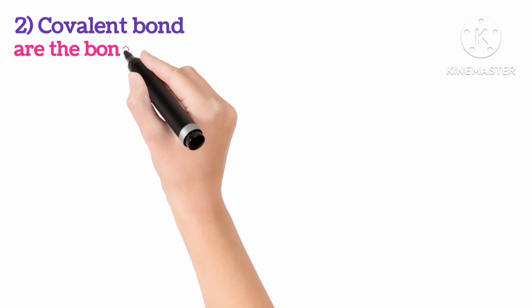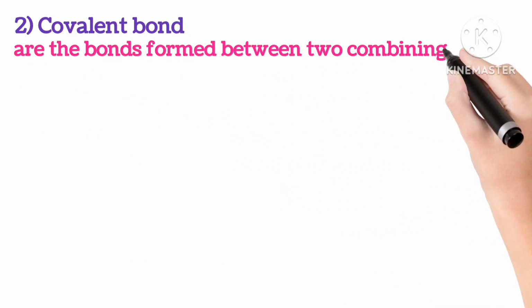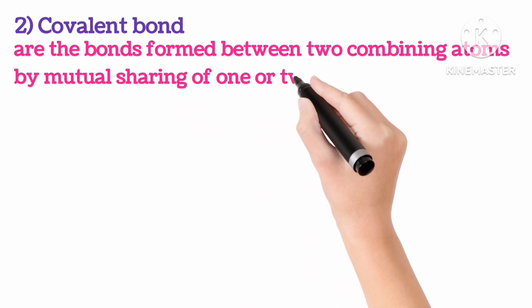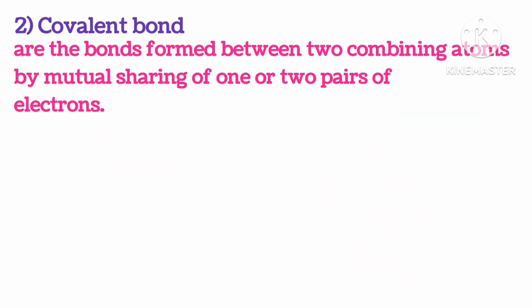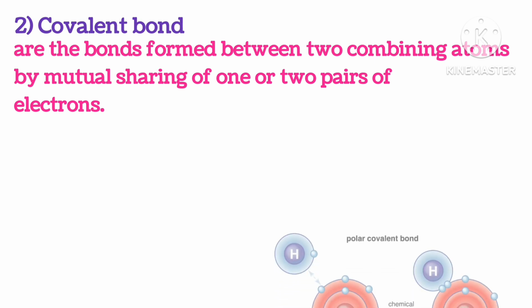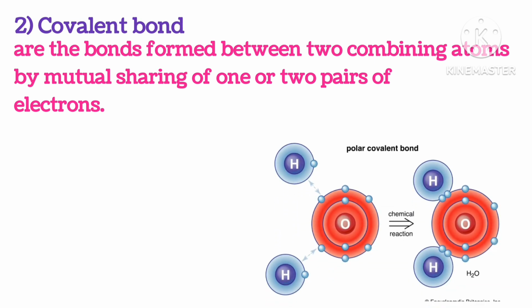Covalent bond. These are the bonds formed between two combining atoms by mutual sharing of one or two pairs of electrons. For example, in a water molecule, two hydrogen atoms share their electrons with the oxygen atom and they form a polar covalent bond.